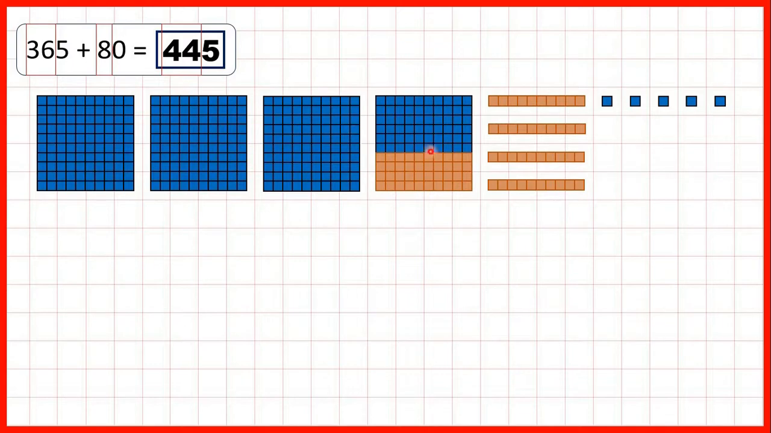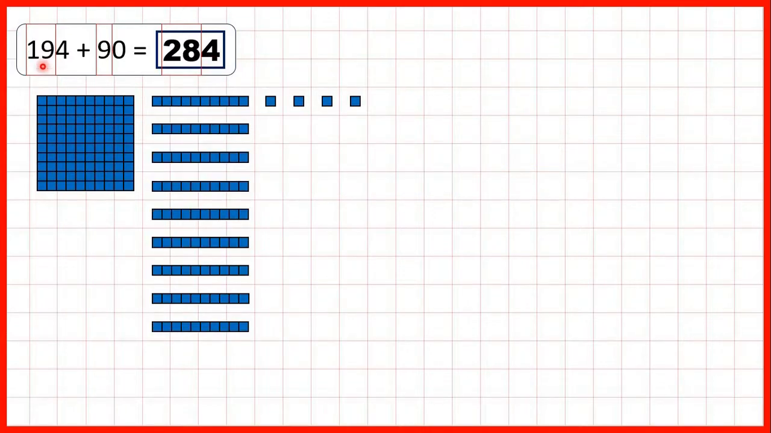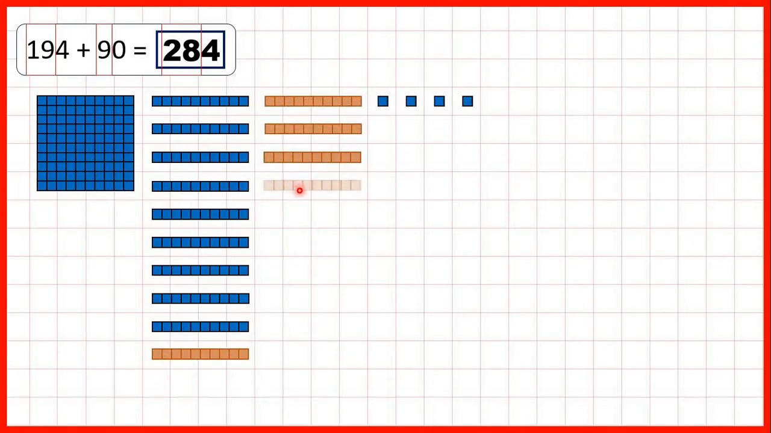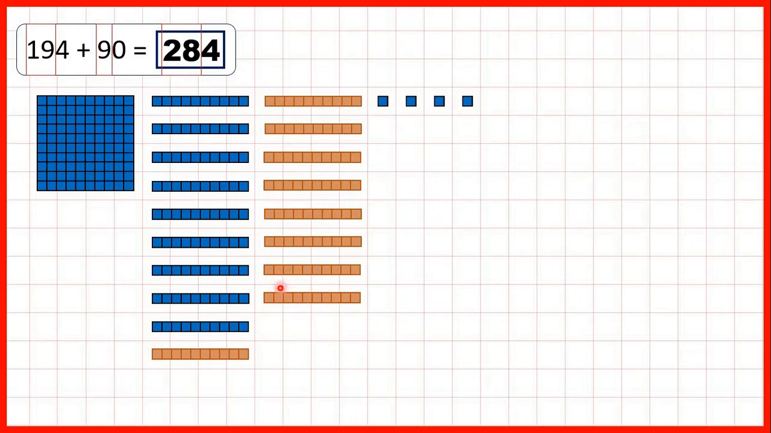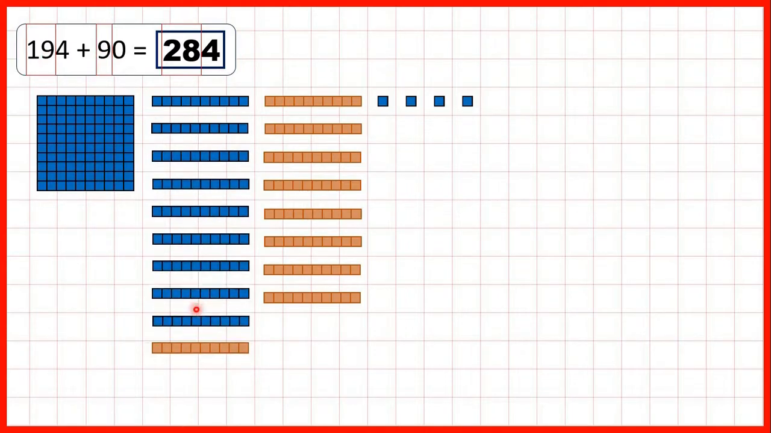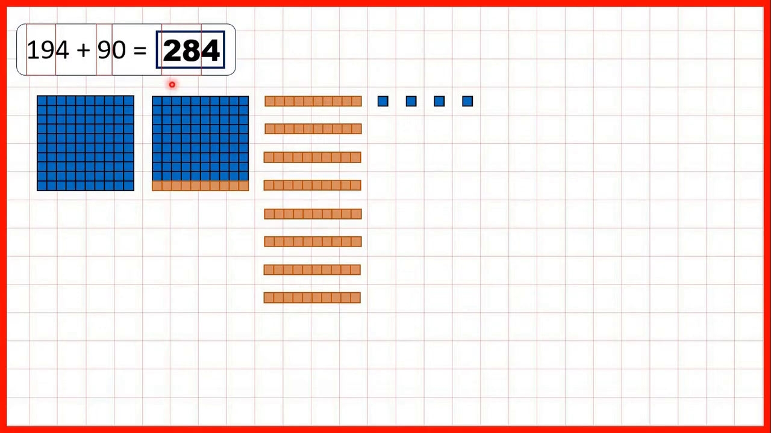So that's why we have 4 hundreds, 4 tens, and we still have 5 ones in our answer. And then our last question was 194 plus 90. If we add 9 tens, we can add 1, 2, 3, 4, 5, 6, 7, 8, 9 tens. And we now have 18 tens because 9 plus 9 is 18. But when we get 10 tens, again we regroup those. So that's why in our answer we have 2 hundreds and 8 tens.